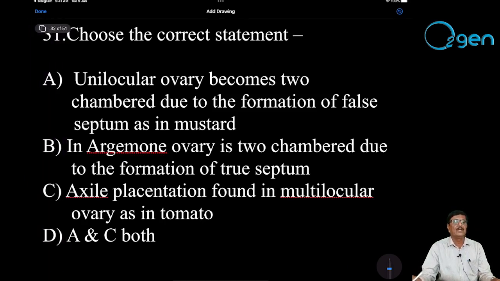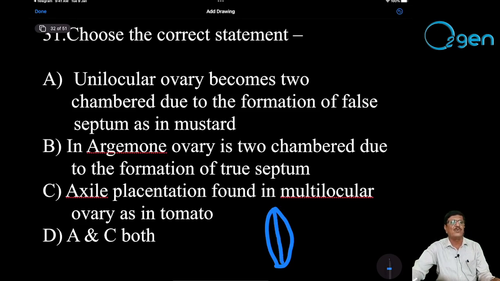Next question. Choose the correct statement. A: Unilocular ovary becomes two-chambered due to the formation of a false septum in the mustard. In the mustard, the ovary actually has a single locule, unilocular. Here in the middle a small false septum develops, commonly called the replum. So that is correct. Unilocular due to development of the false septum, the mustard ovary becomes two-chambered.